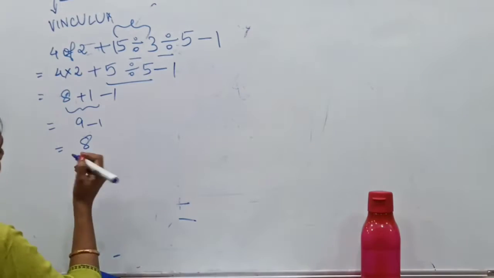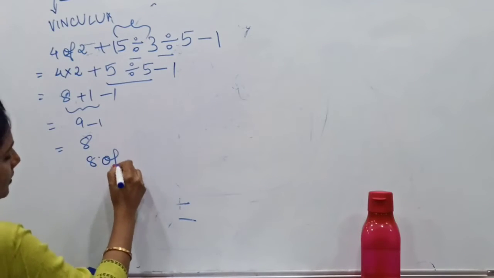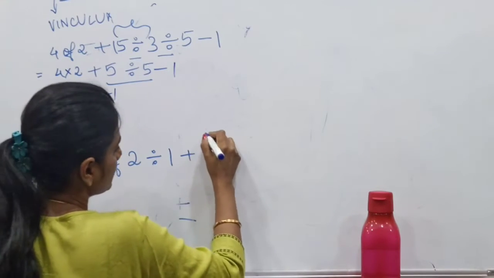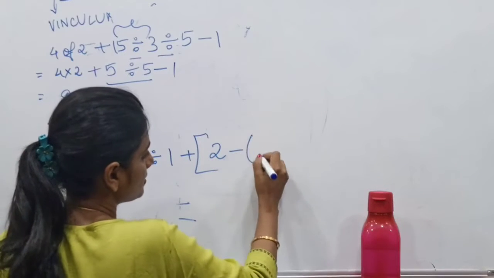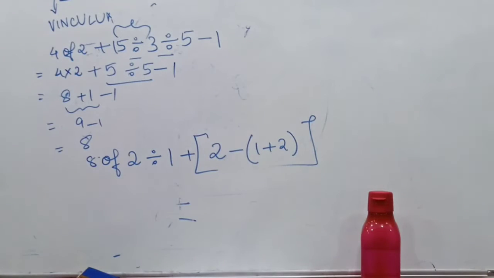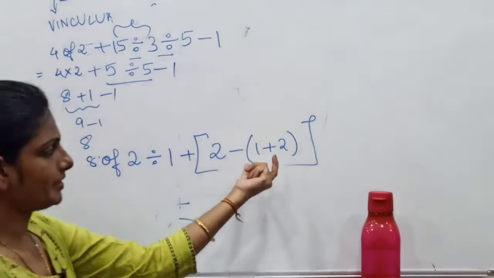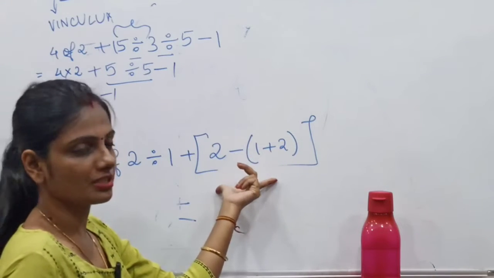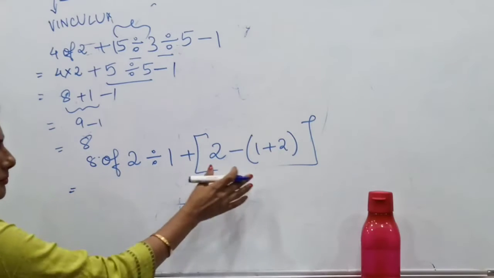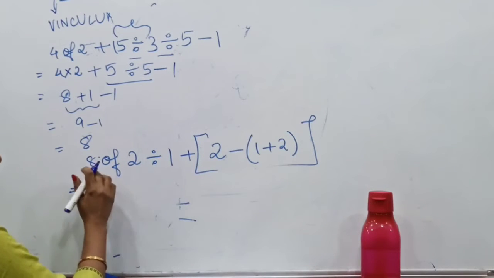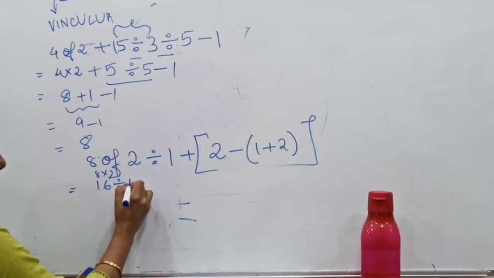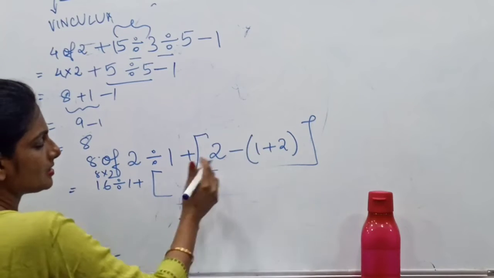Suppose this is the expression: 8 of 2 divided by 1 plus 2 minus 1 plus 2. What will we do? First of all we will solve the small bracket, then the square bracket, then after it this one. In the meantime you can do both because these two are unrelated. So 8 of 2 means 8 multiplied by 2, that is 16.